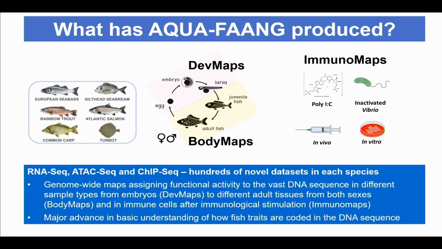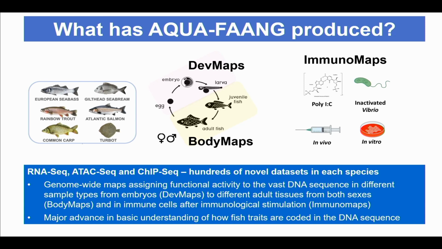So with that introduction, what has AQUA FAANG produced? We've used these different methods that I've mentioned, RNA-seq, ATAC-seq, and ChIP-seq, across the 6 species. We've generated hundreds of novel data sets, and we've done this in a bunch of different samples that are relevant to traits that might be interesting in aquaculture. This gives us genome-wide maps of the functional activity in this vast DNA sequence.